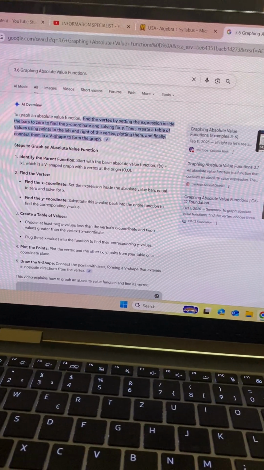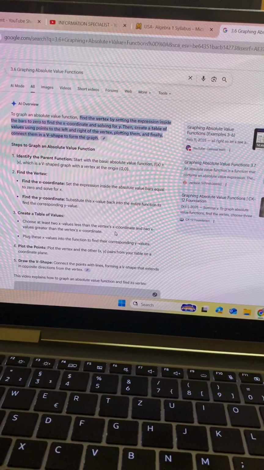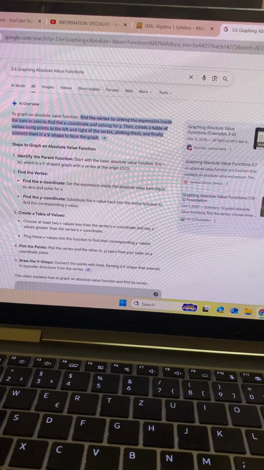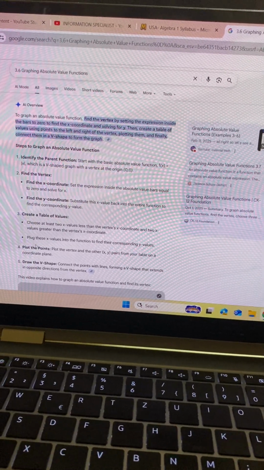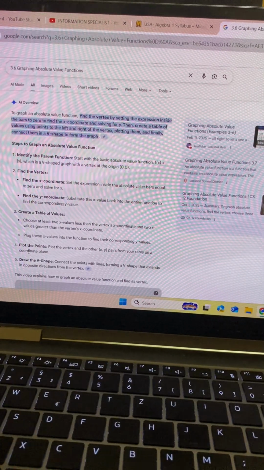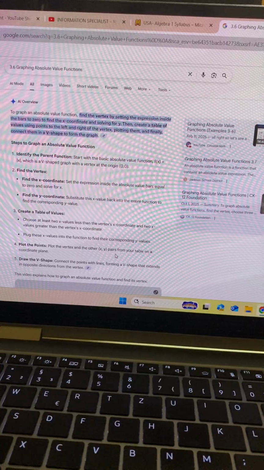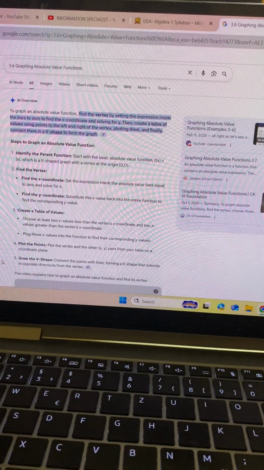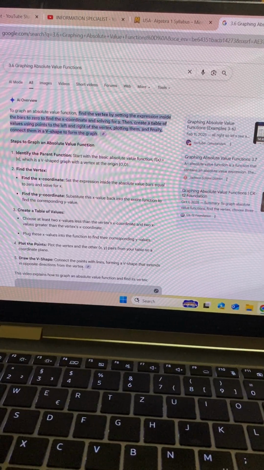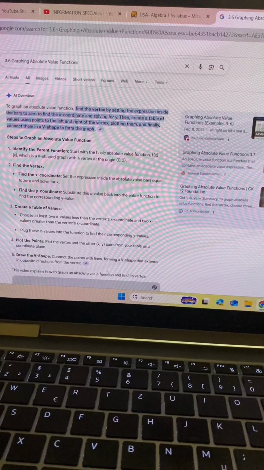Number three, create a table of values. Choose at least two x values less than the vertex's x coordinate and two x values greater than the vertex's x coordinate. Plug these x values into the function to find their corresponding y values. Number four, plot the points. Plot the vertex and the other x, y pairs from your table on a coordinate plane. Number five, draw a V shape. Connect the points with lines to form a V shape that extends in opposite directions from the vertex.